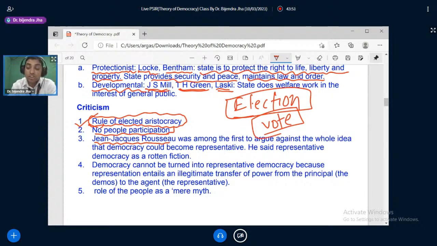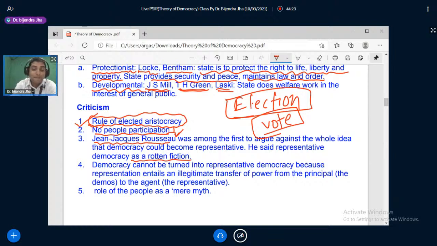So Jean-Jacques Rousseau is very much critical of representative democracy. Why? Because he talks about participation. If there is no people's participation in representative democracy, right? So he criticized the whole idea of representative democracy, and he called representative democracy a rotten fiction.